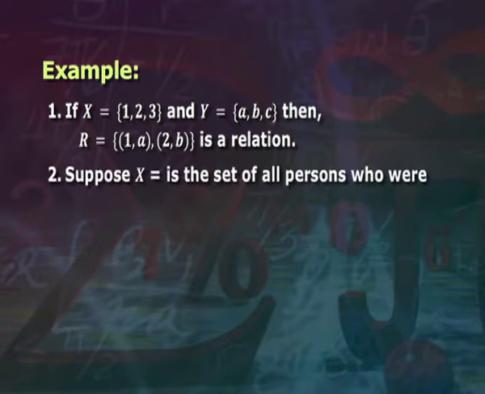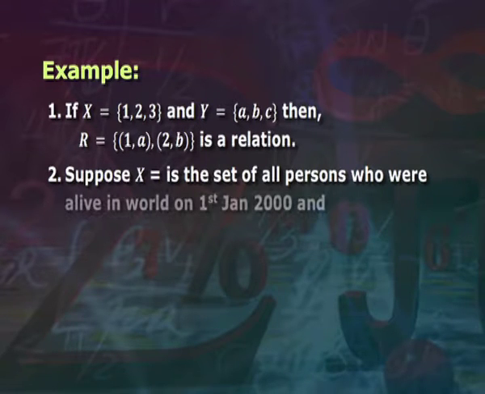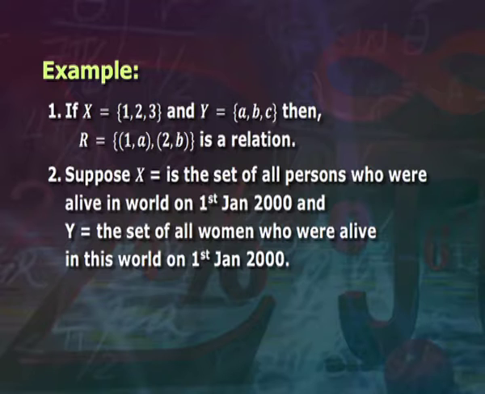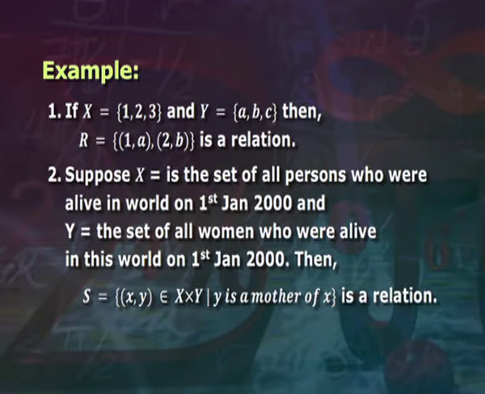2. Suppose X is the set of all persons who were alive in the world on 1st January 2000 and Y the set of all women who were alive in this world on 1st January 2000. Then S equal to the set of ordered pairs (x, y) in X cross Y such that y is a mother of x is a relation.